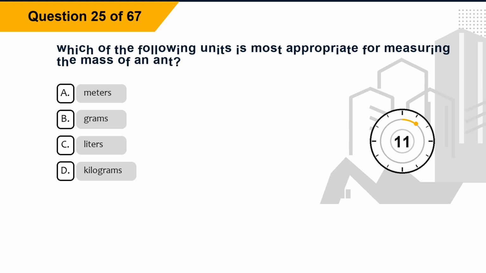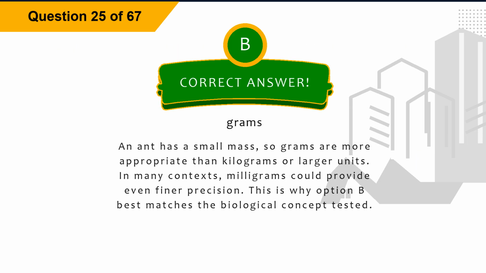Question 25. Which of the following units is most appropriate for measuring the mass of an ant? Option A, meters. Option B, grams. Option C, liters. Option D, kilograms. The correct answer is option B, grams.